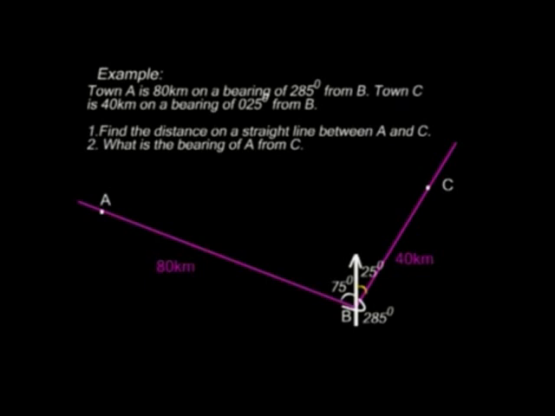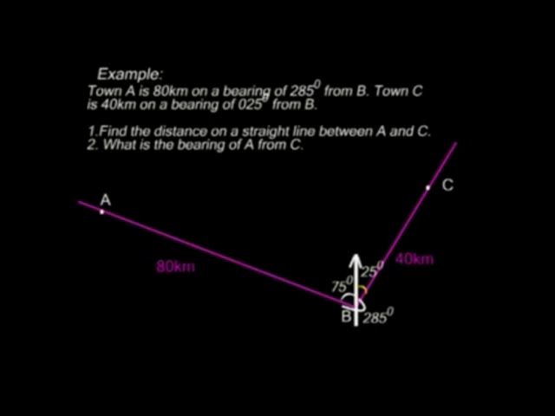Now, you see there is enough information to allow you to get an accurate drawing. Just make sure you choose a good scale and be accurate in your drawing. To get the distance AC, you just have to measure it and convert using your scale. To get the bearing of A from C, you draw an accurate north pole at C and measure the angle between north and the AC line.